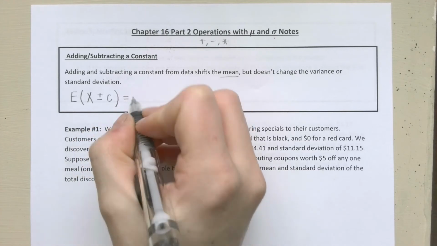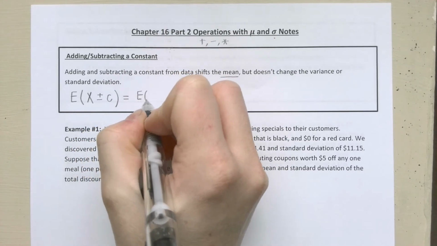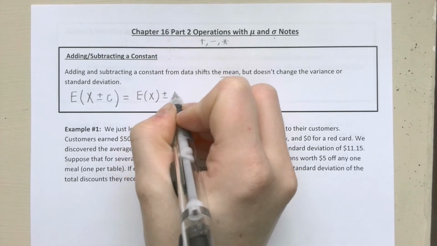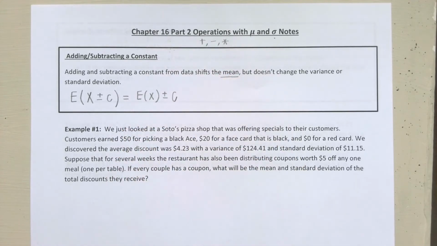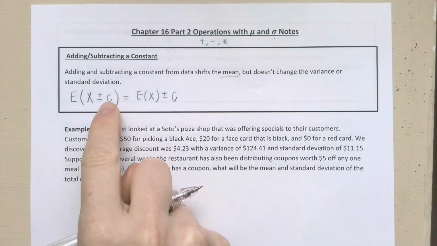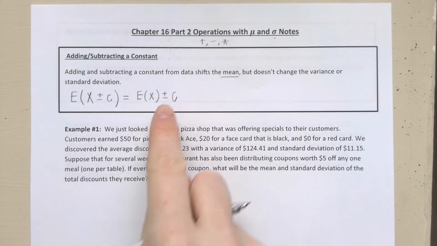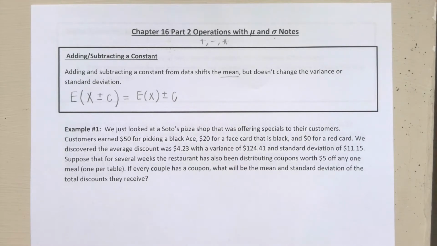What happens is you would keep your old expected value, your old mean, and you would just add or subtract whatever that constant is. So if we were adding 4 on whatever my old mean was, I would just add 4, and that would give me my new average.